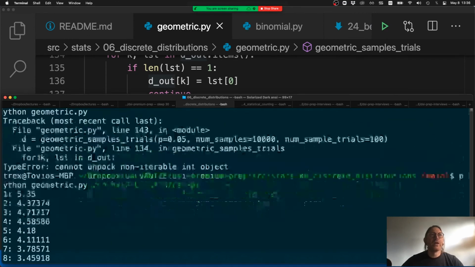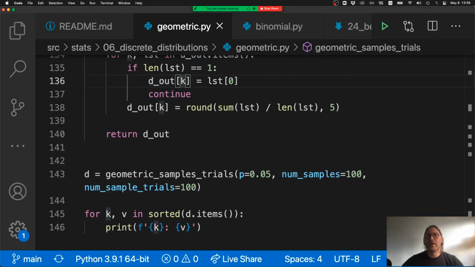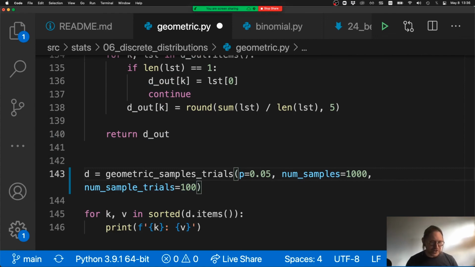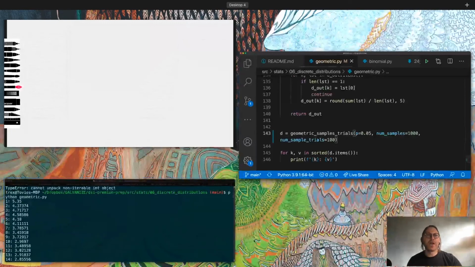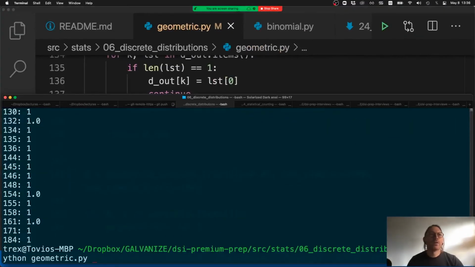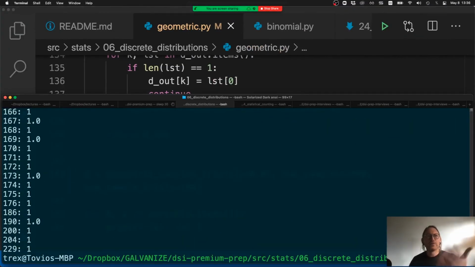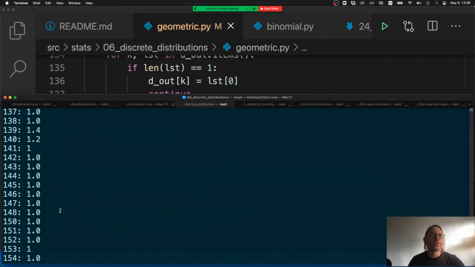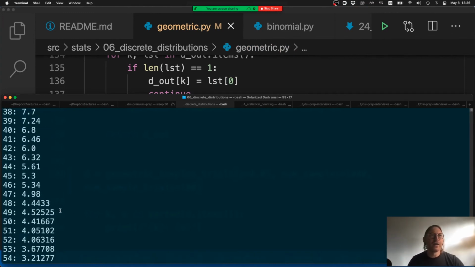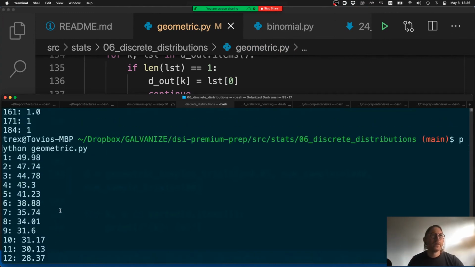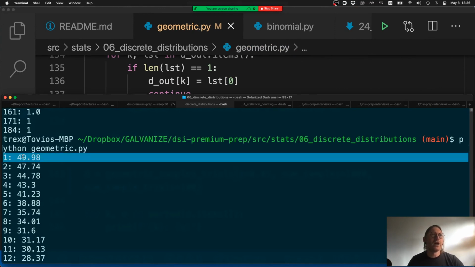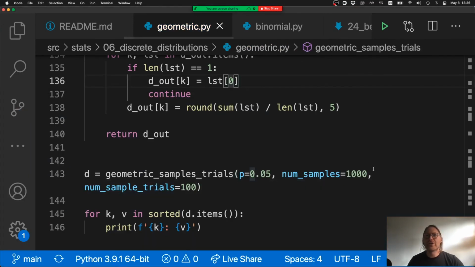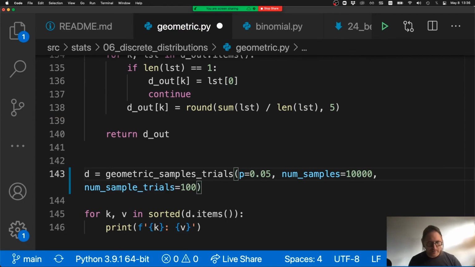I think that's pretty interesting. However, you have to recall that we are only taking 100 samples. So let's change that to 1,000. I think that'll get us some reasonable result. And we can see here that we're very clearly peaking at 1. So let's change that again to 10,000.